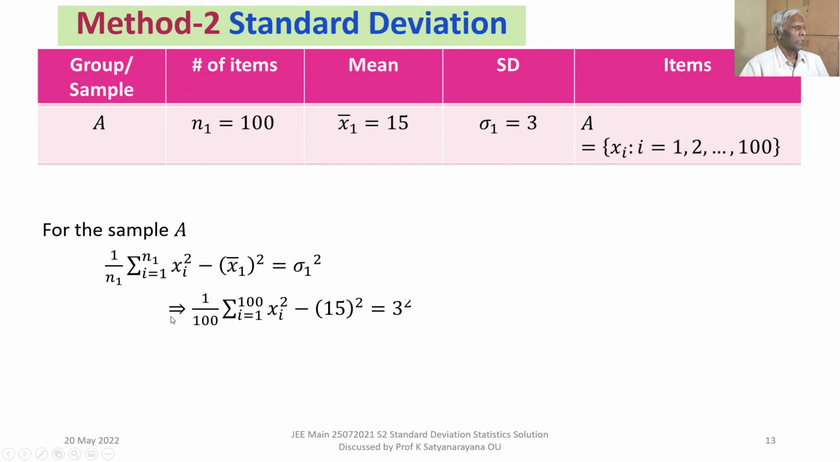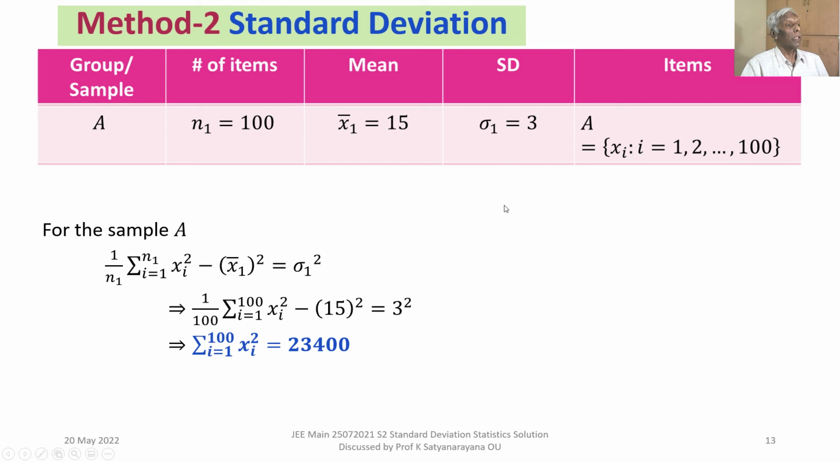We will compute. This will imply 1 by n1 is 1 by 100 into sigma i equals 1 to 100 xi square minus x1 bar, that is 15 square, is equal to 3 square. 3 square is 9, 15 square is 225. When sent to that side, we will get 234, and send this 100 to the other side. So sigma i equals 1 to 100 xi square is equal to 234 into 100, that is 23,400. We got it. So for the sample A, we got this.